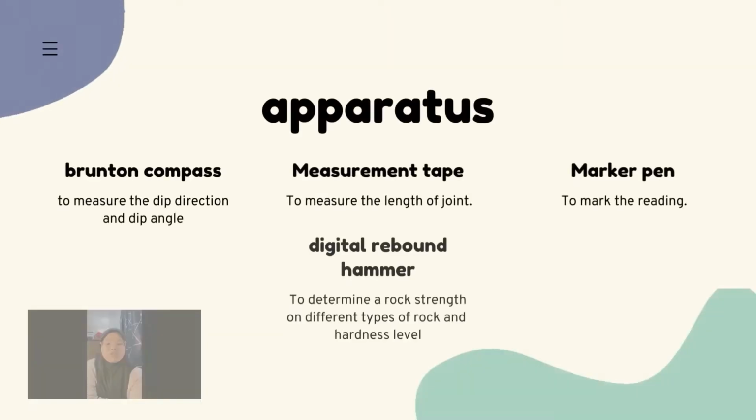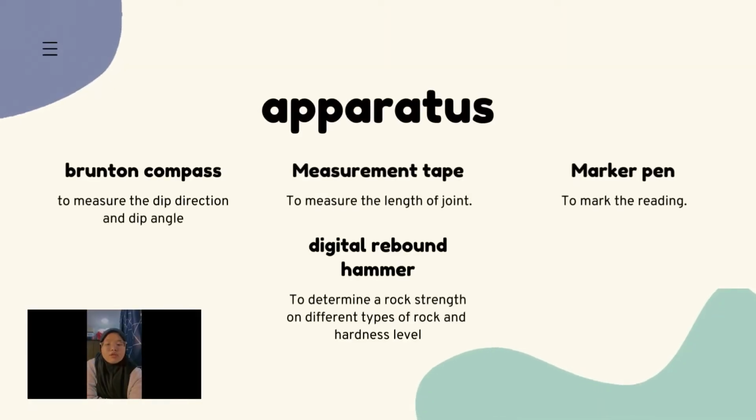For the methodology, the apparatus that we use: first is the Brunton compass, to measure the dip direction and dip angle. Second is a measurement tape to measure the length of joints. Third is a marker pen to mark the readings. Fourth is a digital rebound hammer, to determine rock strength on different types of rock and hardness level.